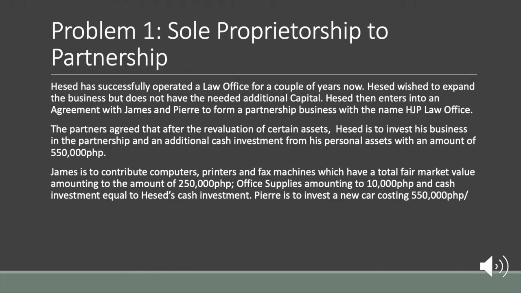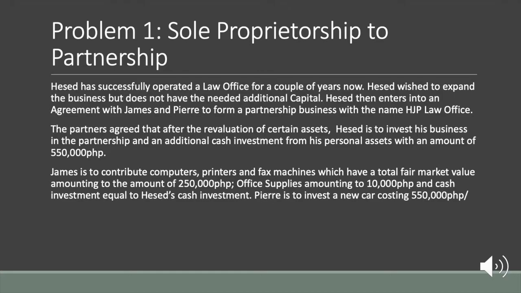Hesed has successfully operated a law office for a couple of years now. Hesed wished to expand the business but does not have the needed additional capital. Hesed then enters into an agreement with James and Pierre to form a partnership business with the name of HJP Law Office. The partners agreed that after the revaluation of certain assets, Hesed is to invest his business in the partnership and an additional cash investment from his personal assets with an amount of 550,000.